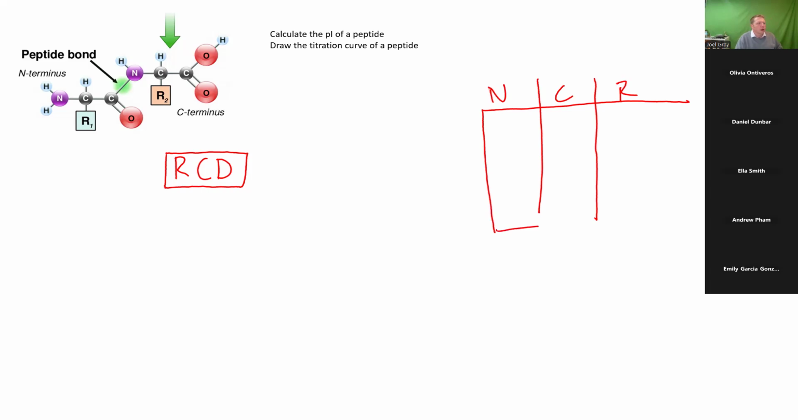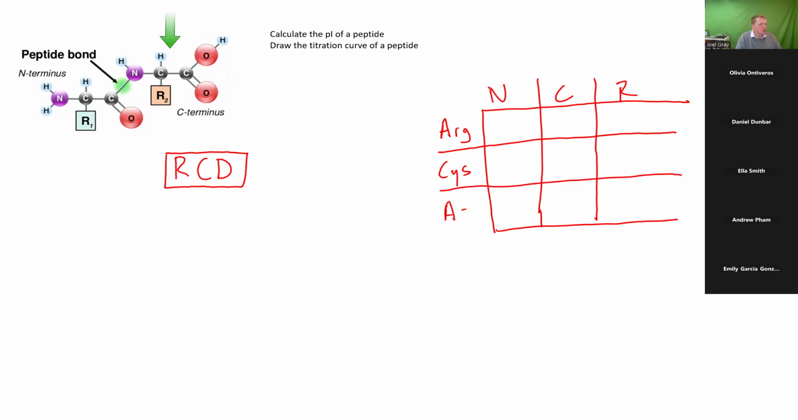So what I'm going to do is go with now on our x-axis here, I'll write the 3-letter codes. Hopefully that will help out a little bit. ARG, CYS, and ASP. Could I also include the pKs in the amino acid doc? Sure thing.